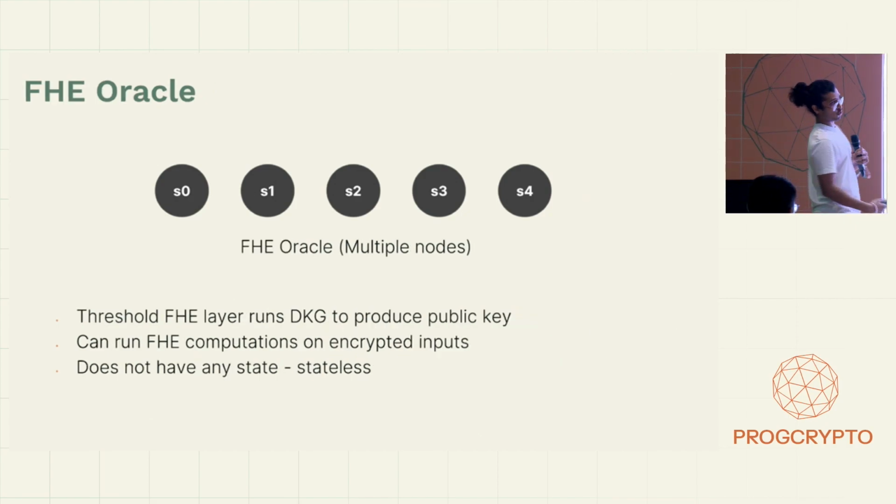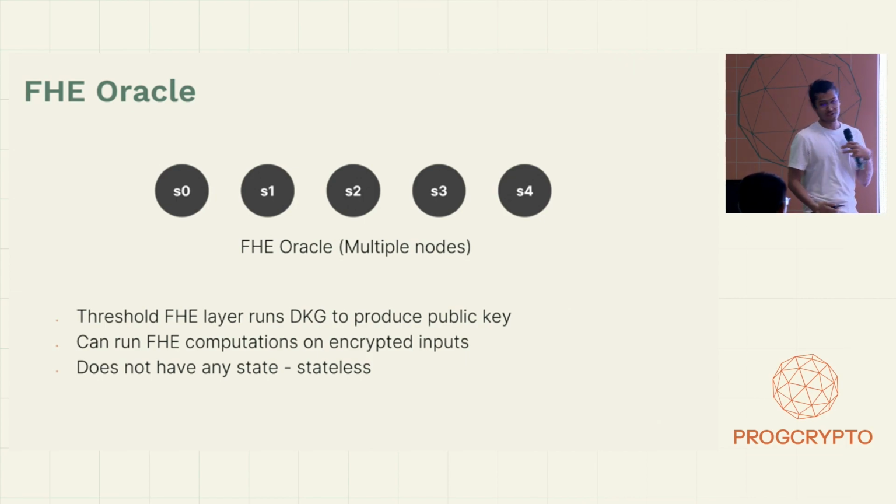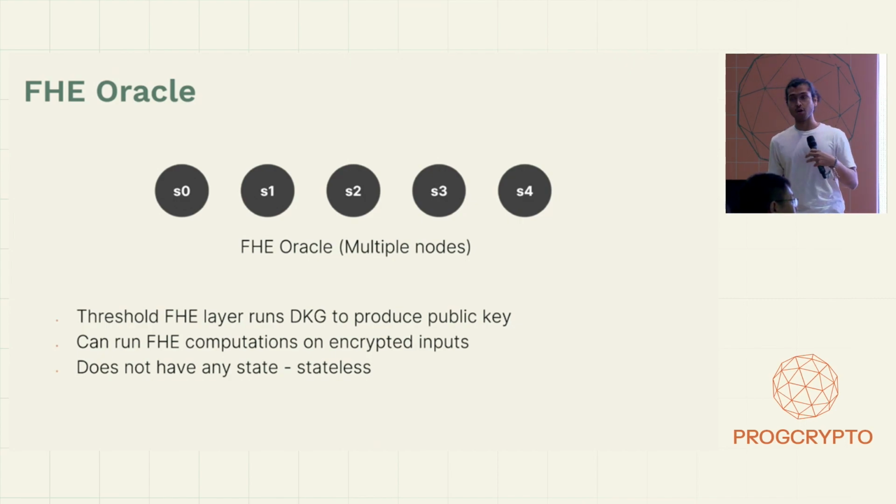So what is FHE Oracle? FHE Oracle is this threshold FHE network, and that is it. It can perform DKG, it can run FHE compute, and once you encrypt a ciphertext using the master public key of this FHE Oracle, it can run FHE computations on top of it. Another key thing to note is that the FHE Oracle is stateless.